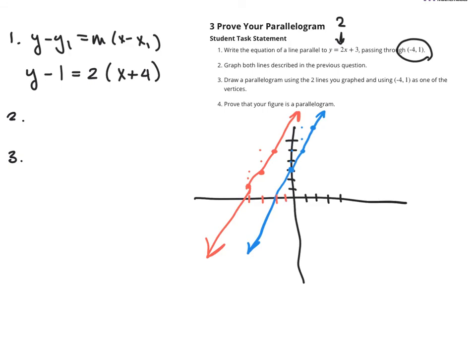Draw a parallelogram using the 2 lines you graphed, using (-4, 1) as one of the vertices. So now I need to draw, this was (-4, 1). Doesn't matter where the other one is. I need to draw 2 more lines that are parallel to each other. Remember, that's how we mark parallel. It's not a rectangle or a square, so I just know it's a parallelogram.